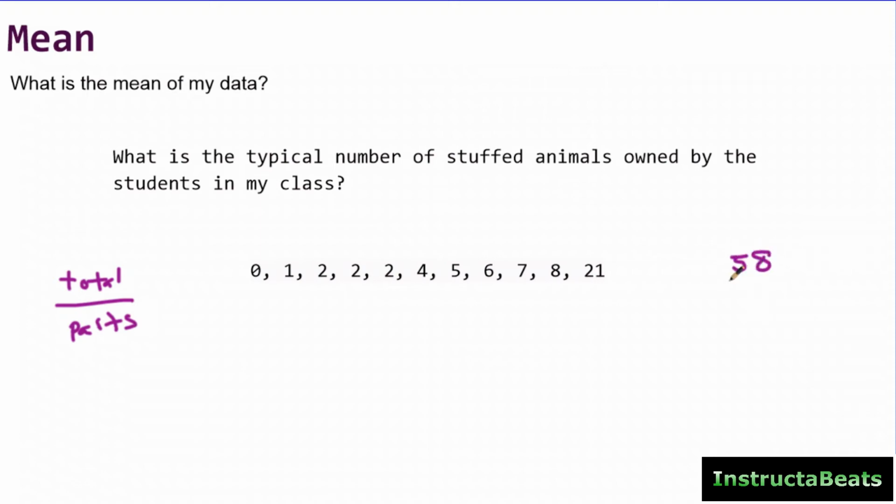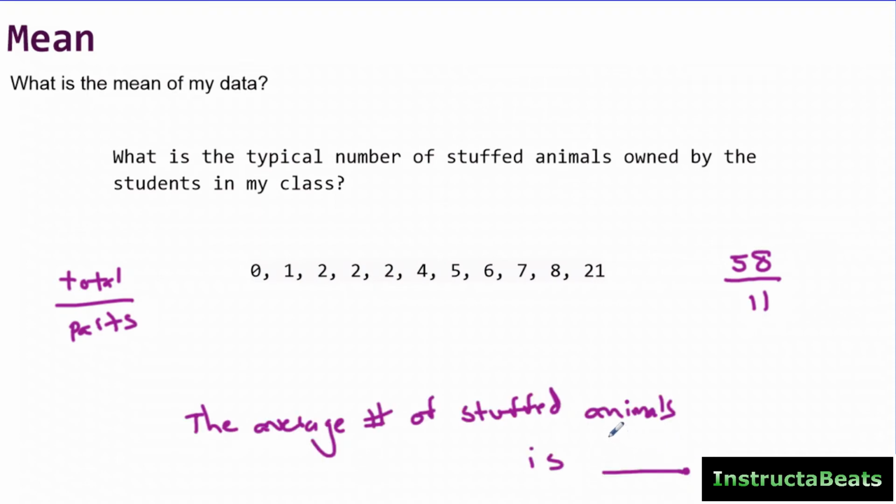So the total number of stuffed animals the entire class had was 58. Now to find the average, you want to divide that by how many people you had in your class. And we had 11 people that answered our question. So we're going to do 58 divided by 11. And again, you can use a calculator for this. And the mean, or the average number of stuffed animals somebody had, I'm going to truncate at the hundredths place and say 5 and 27 hundredths. It's going to be a repeating decimal, but you can just stop after the hundredths place. The average number of stuffed animals that one person in the class had is 5 and 27 hundredths.